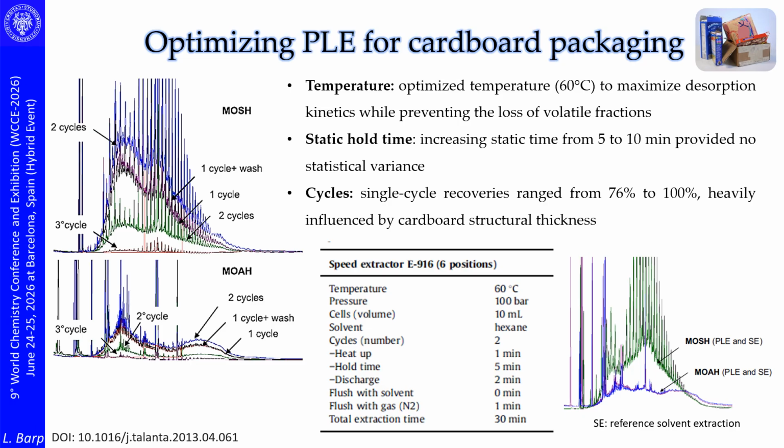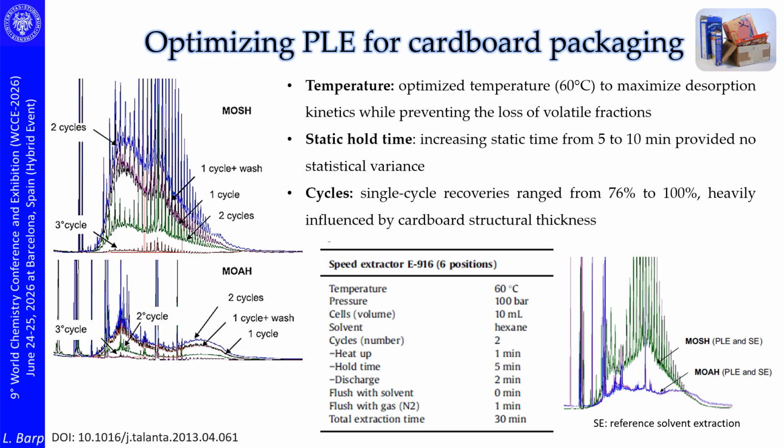However, as shown by the chromatographic overlays on the left, a single extraction cycle is mathematically insufficient for use in regulatory monitoring. One cycle yield varied sharply between 76 and 100%, demonstrating a direct dependency on physical cardboard thickness and density. Paradoxically, a thinner substrate retained more analytes than a thicker matrix during a single static expansion, likely due to tight pore compacting.